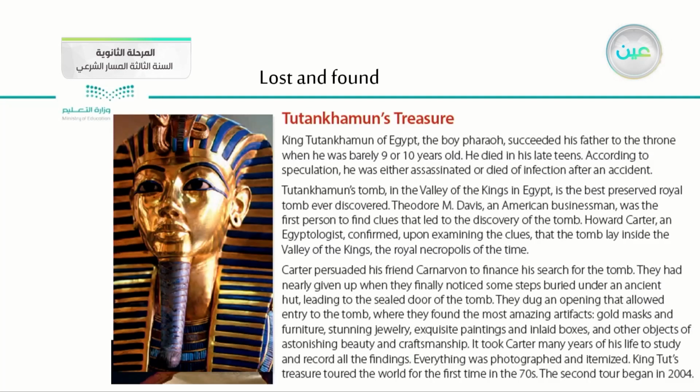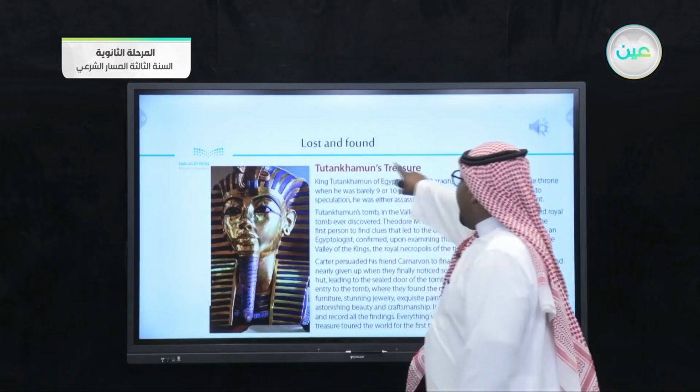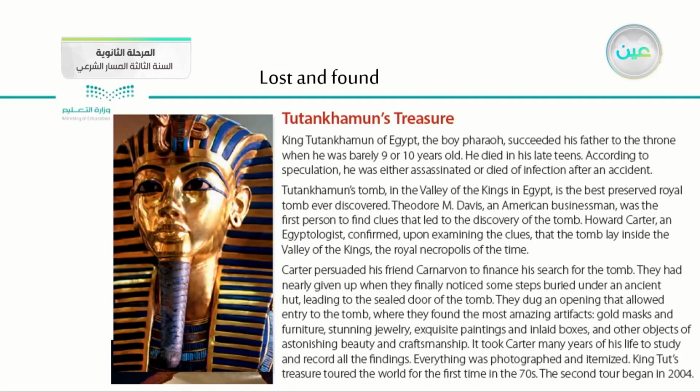Okay, guys, for now we'll discuss the second audio, which is actually related to Tutankhamun's treasure. Tutankhamun is one of the ancestors of the pharaoh, of course, the old rulers of Egypt. We'll go over the first part, which is King Tutankhamun of Egypt, the boy pharaoh who succeeded his father. He was 9 to 10 years old when he became king. He died in his late teens, and according to speculation, he was either assassinated or died of infection after an accident.